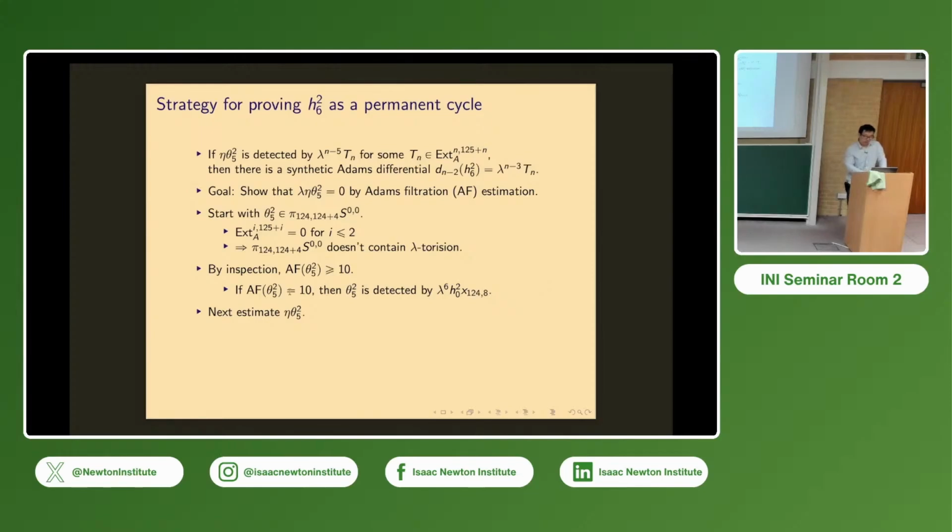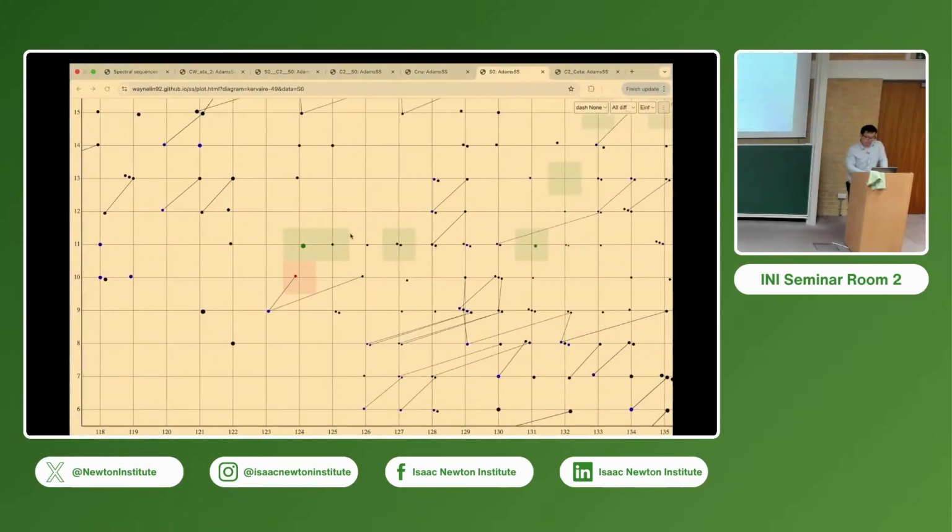Okay, so we do not know if theta 5 squared in particular is detected by this dot or not, but let's assume at least this filtration, right? So next we estimate its eta multiple. By inspection, we see the filtration has to be at least 14, right? There's a dot in filtration 11, but on X it's not an H1 multiple, so it has to jump filtration.